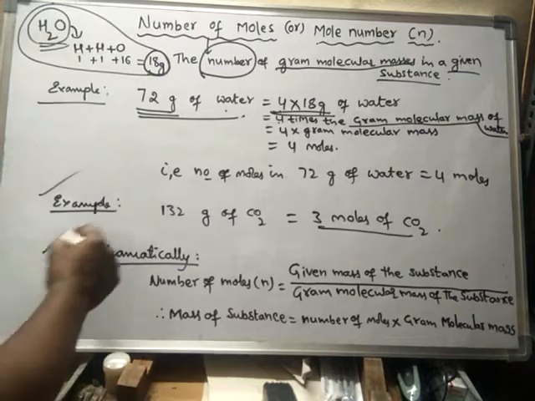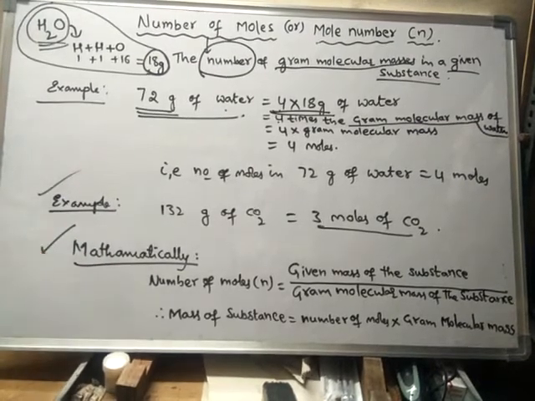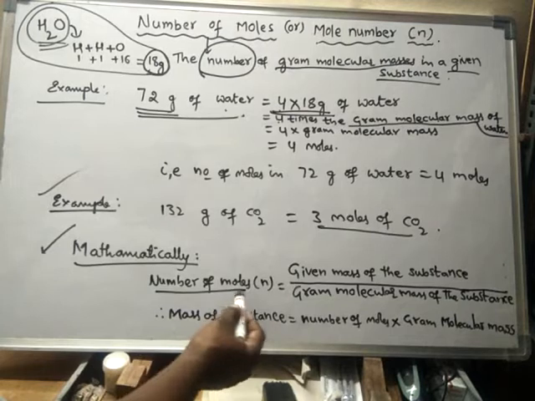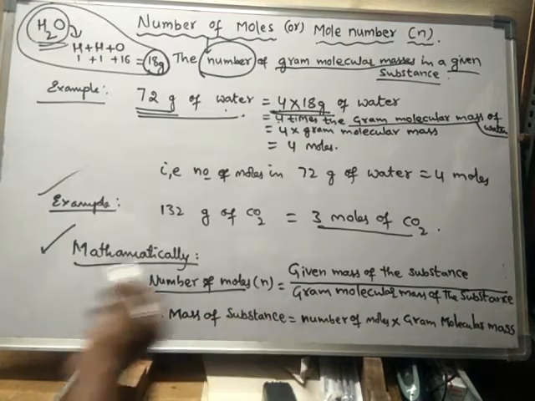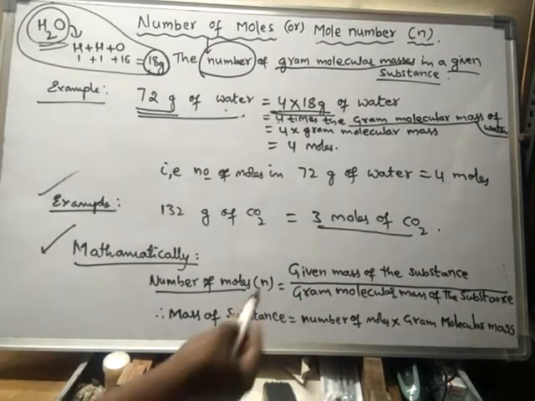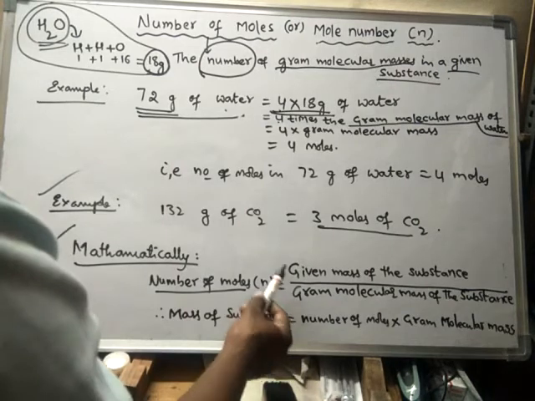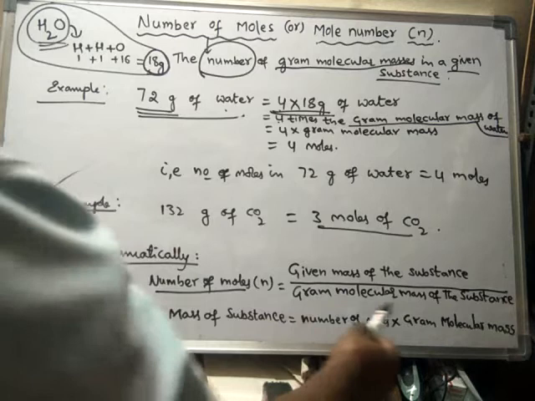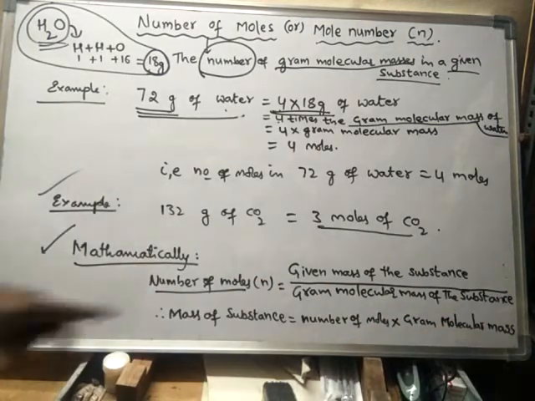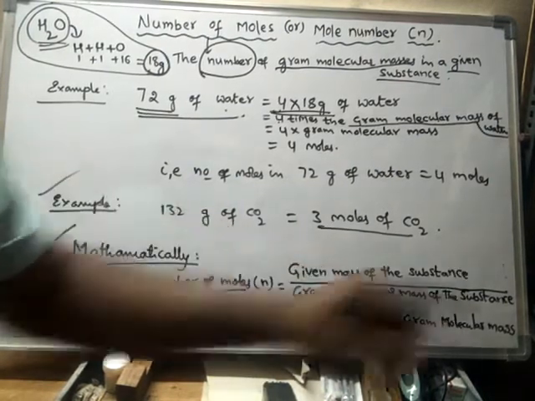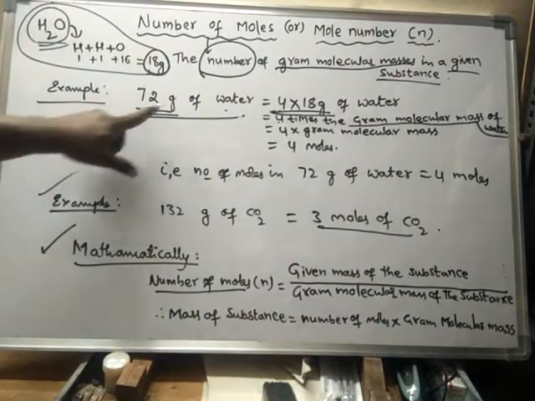See, mathematically, there is an equation, or a relationship, which can help us to know the number of moles. Generally, number of moles is denoted with small n. Number of moles can be obtained by the ratio of two values: given mass of the substance by gram molecular mass of the substance. For example, take the same example.